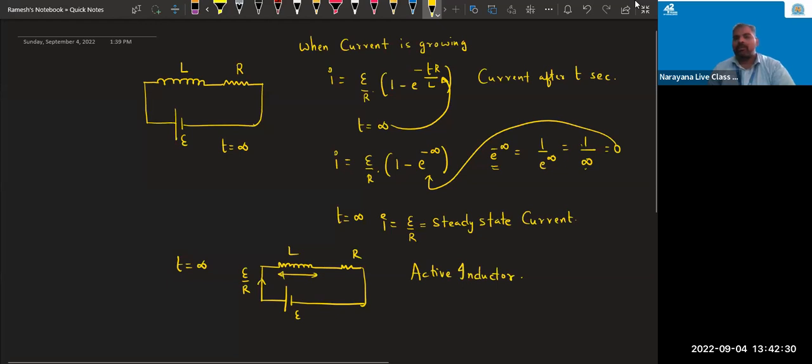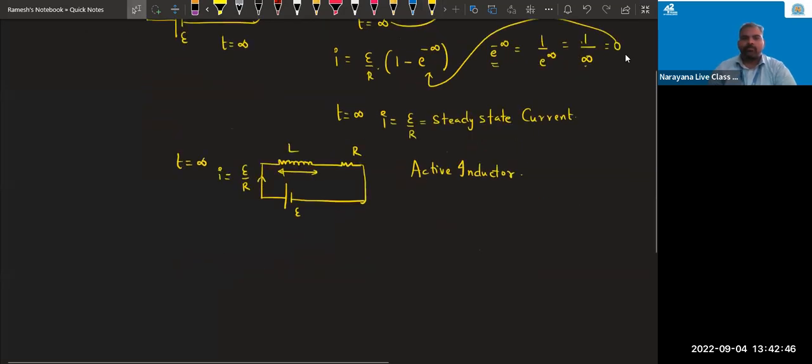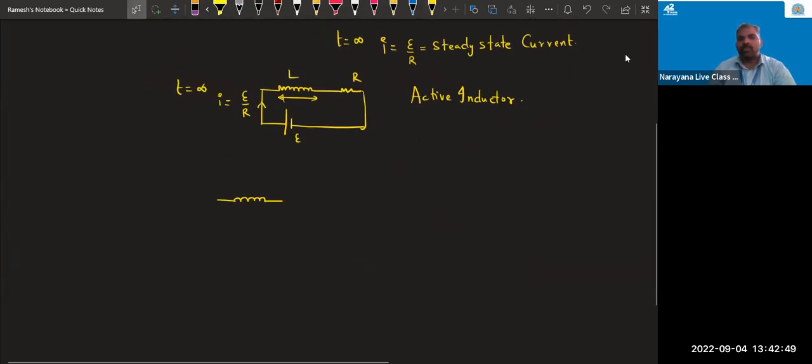Okay. Then hereafter, once the saturated current is flowing in the circuit, suddenly I will remove the battery. What am I doing? Suddenly I am removing the battery. What will happen? Tell me. This is an inductor. This is a resistor. Suddenly I removed the battery. When I removed the battery, as I told you, the inductor is still active. Why am I saying the inductor is active? It has some current, how much? E by capital R.